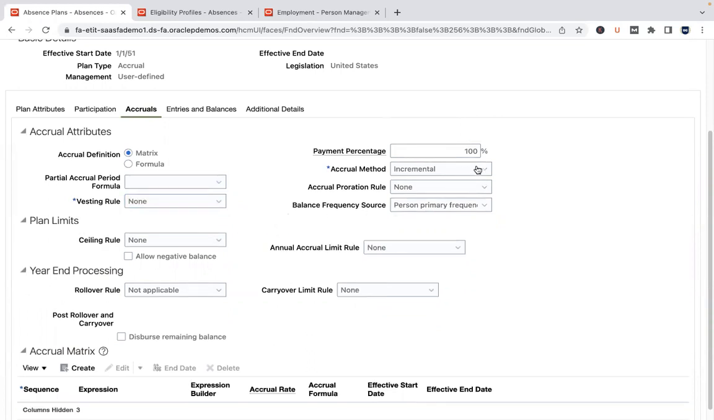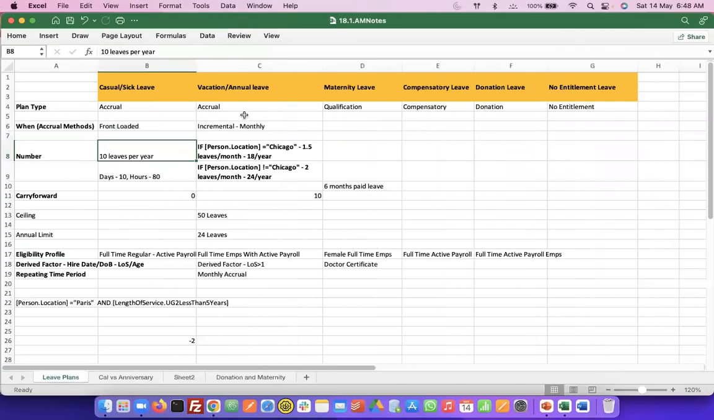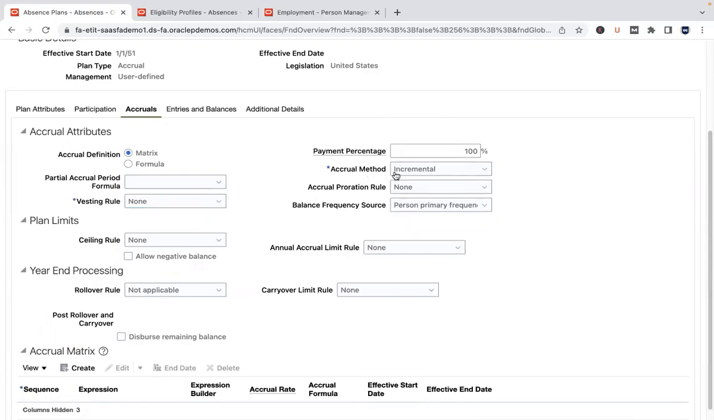And in this particular case, sick leave, the balance accrual has to be front loaded, right? So how should the leaves be accrued? It's not on a monthly basis that I want to credit a leave balance to employees. It is a sick leave and I want to front load the leaves at the beginning of the year. So we'll change it to front loaded leave balance. Accrual proration rule, you can write fast formulas to prorate the leaves as per the requirement. And the balance frequency source.